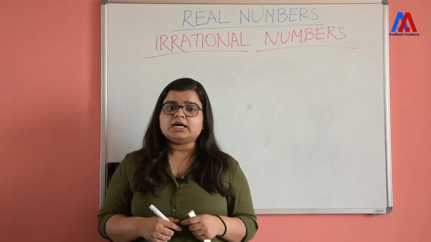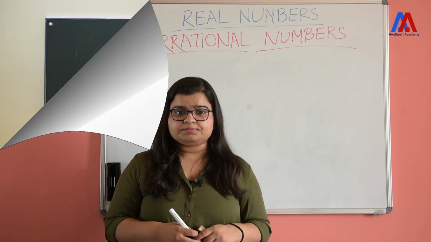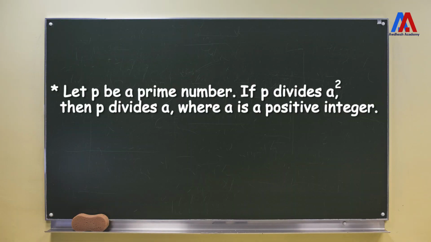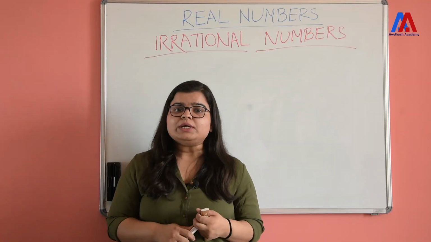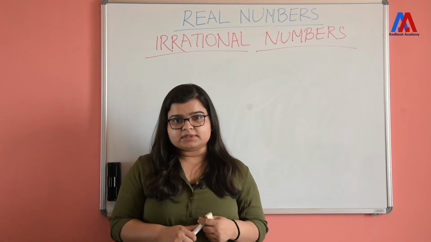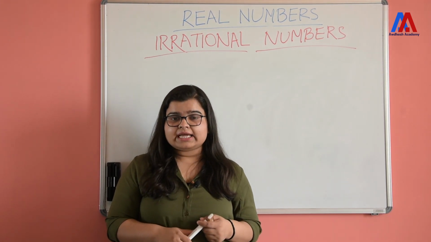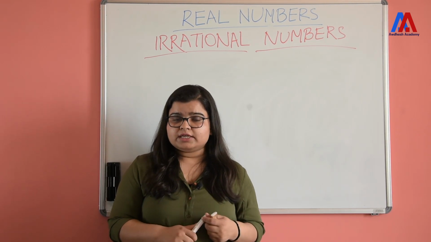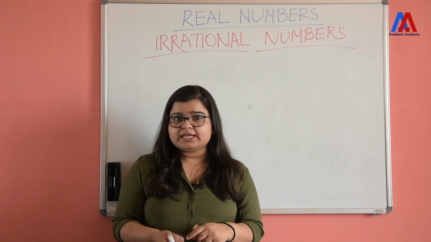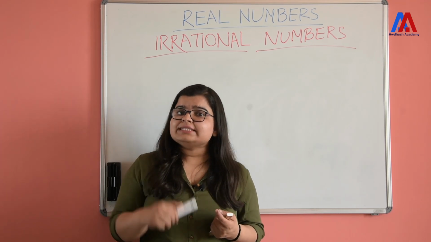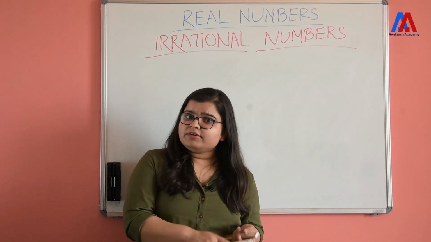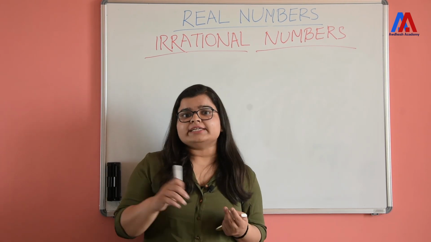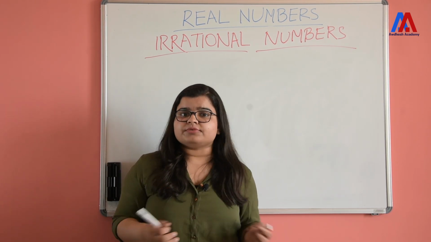The first is a theorem which says: let p be a prime number. If p divides a square, then p divides a, where a is a positive integer. Now, let's take 5 as an example. 5 is a prime number and 100, which is 10 square, is a multiple of 5. Now, 5 divides 100 as well as its root, that is 10. So, if 5 divides 100, then 5 also divides 10. So, this is the theorem.